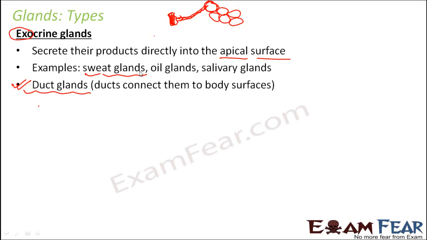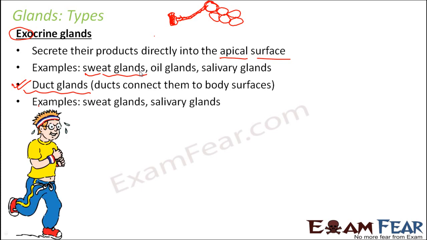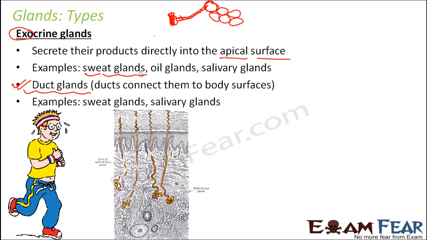Similarly, the secretion of oil glands can be felt on the surface of our body. However, the glands are located deep inside. The same is true for the salivary glands as well. So all the duct glands will be located deep inside, but they are connected with the help of tube-like structures called ducts, and that is why their secretion can be felt on the body surfaces. So examples are sweat glands, salivary glands, as I said. So these are all examples of the exocrine glands.